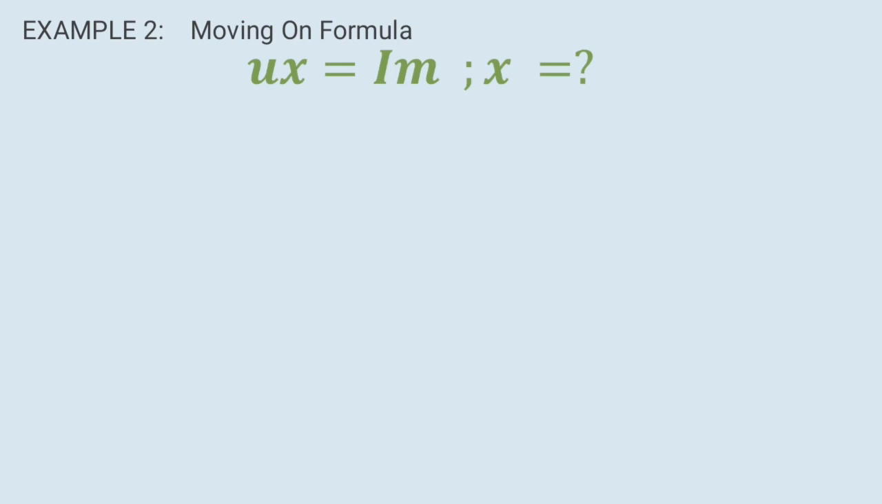And to eliminate u, we have to divide by u on both sides. Okay, let's use color red. Divide this by u and also on this side by u. Now, we can cancel out u here, and we are left with x equals Im over u. So this is for the moving on formula.